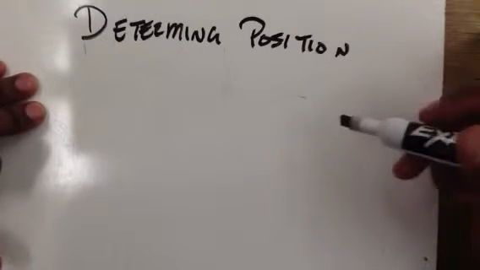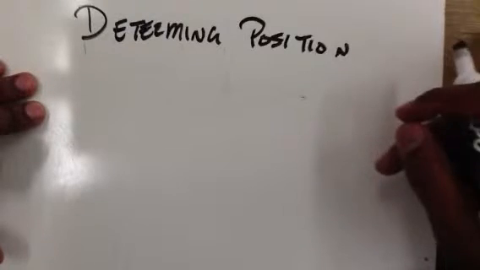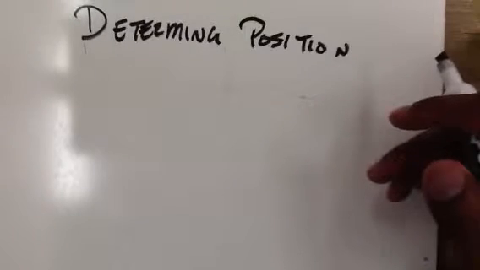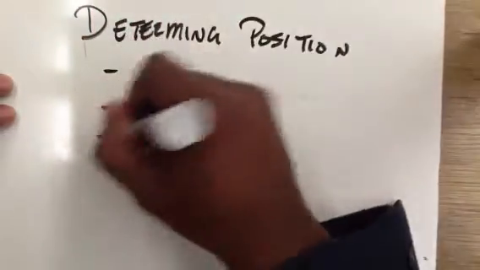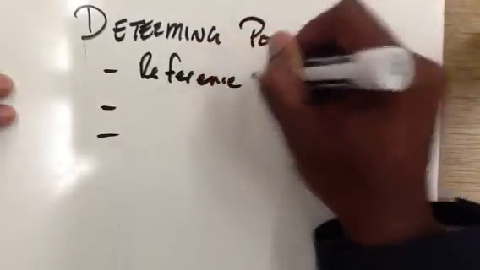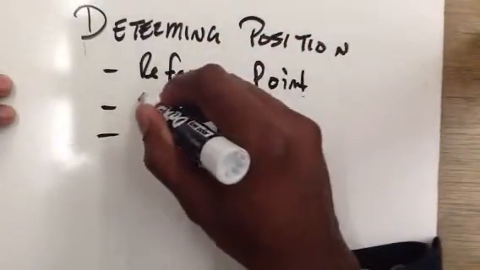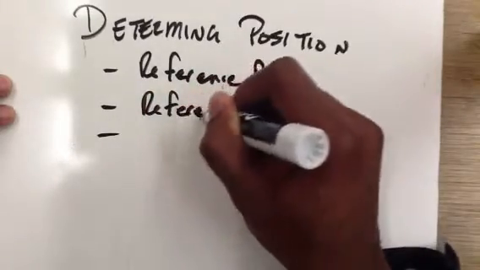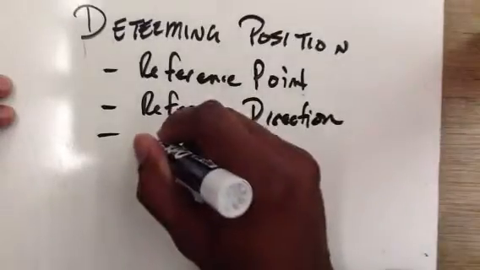We're going to talk about determining position. When you want to determine position, position is defined relative to what's called a reference point and using reference directions. So when you're defining a position of an object or a place, you need three things. You need a reference point, you need a reference direction, and you also need a distance.